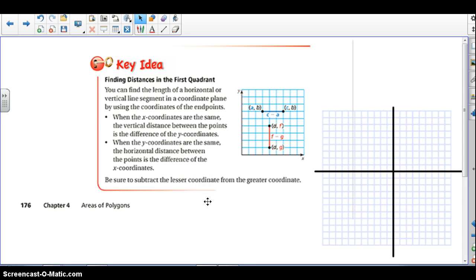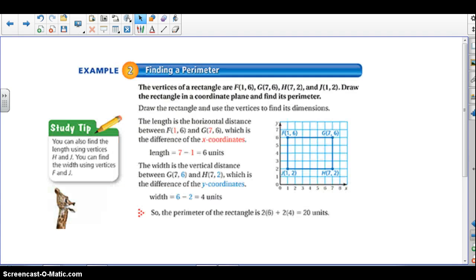Basically what they're saying is, in the example that they give you, if the x is the same, you only have to subtract the y. If the y is the same, you only have to subtract the two x's. And that's how you find the difference. All right, let's go on to the next one and see what they're telling you to do here.